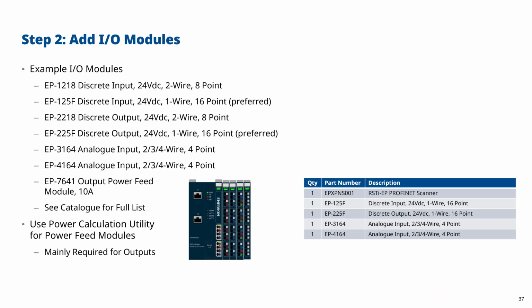Then we add the I/O modules, and these are the same as for the CPU. So no difference, same I/O modules, same range, same about the 1-wire, 2-wire arrangement, same with the output power feed modules. So again, see the full catalogue for all the I/O modules, and also for the power calculation utility, that can tell you how many power feed modules you need. So again, nice simple bill of materials with a minimal set of part numbers. You don't need to worry too much about any extra terminations and so on, because they're all included.